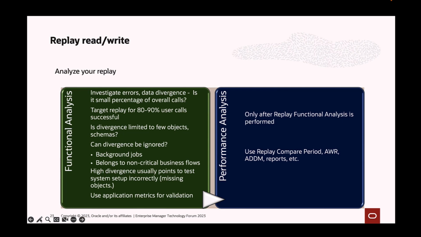What type of divergence is it? Is it caused on certain objects or schemas in the database, background jobs or less important workflows? Can we investigate the root cause? A table was not populated, caused by capture restrictions.